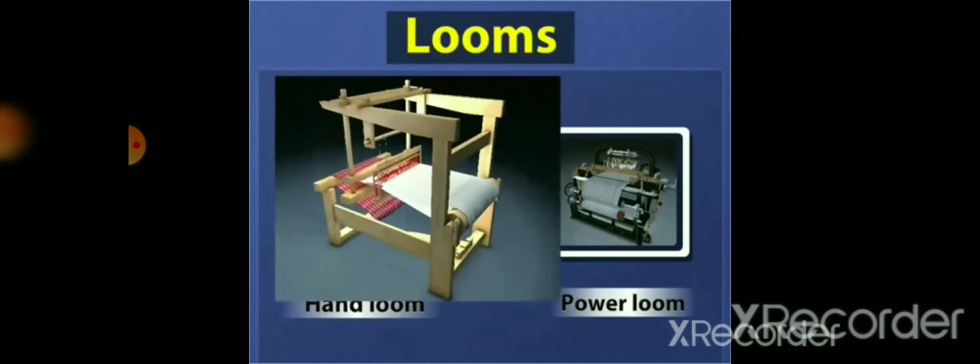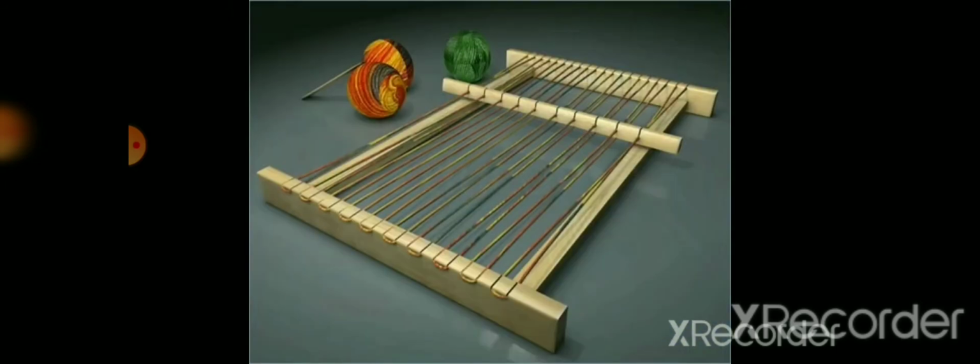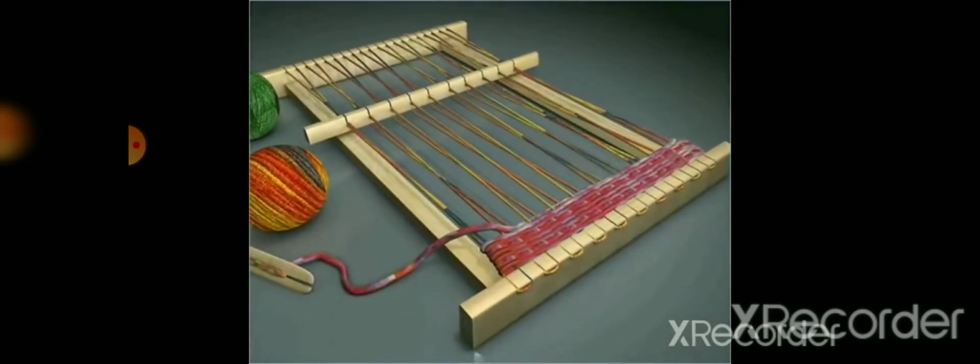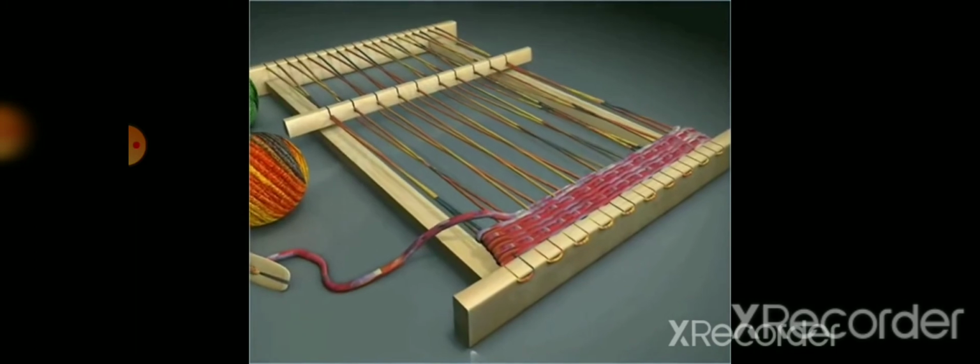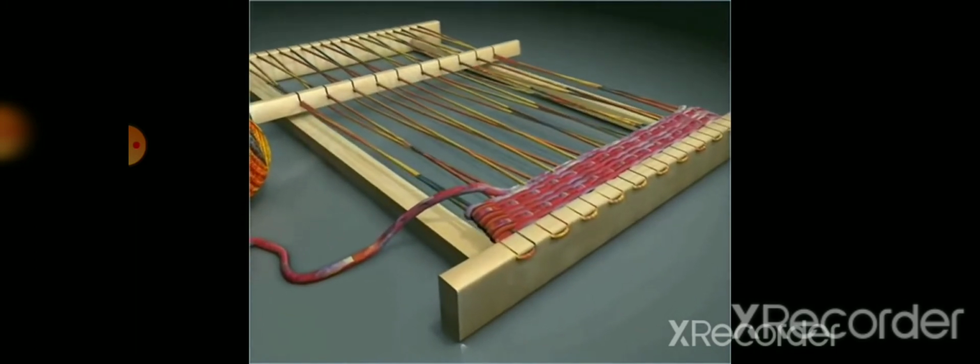Then after that, weaving is done on looms. Some looms are hand operated and are called hand looms, whereas some are power operated and are called power looms. During weaving, initially one set of yarns is fitted on a loom. The other set of yarn is then interlaced at right angle with the first set of yarn so as to get a fabric. This is the loom.